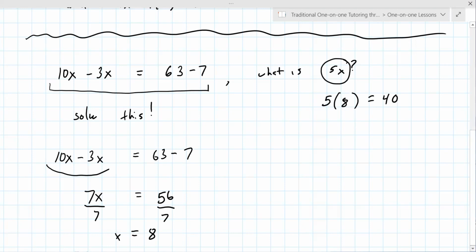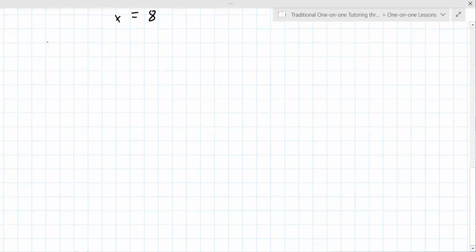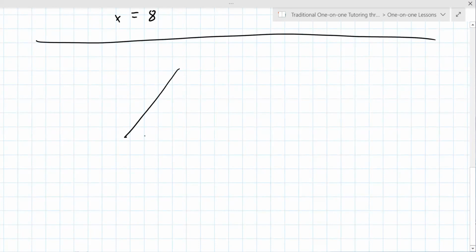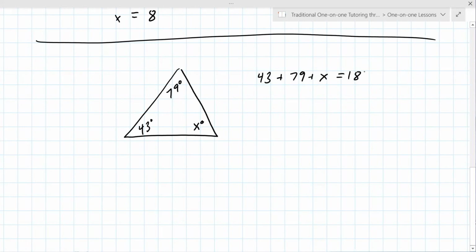Now let me try to show you why we're doing this. Last time we were looking at some triangle problems, and I would say, this is 43 degrees, and this is 79 degrees, and what is this angle? We know that all 3 angles in a triangle add up to 180. So 43 plus 79 plus x equals 180. Will you try solving this for me? I'll be right back in like 1 minute.